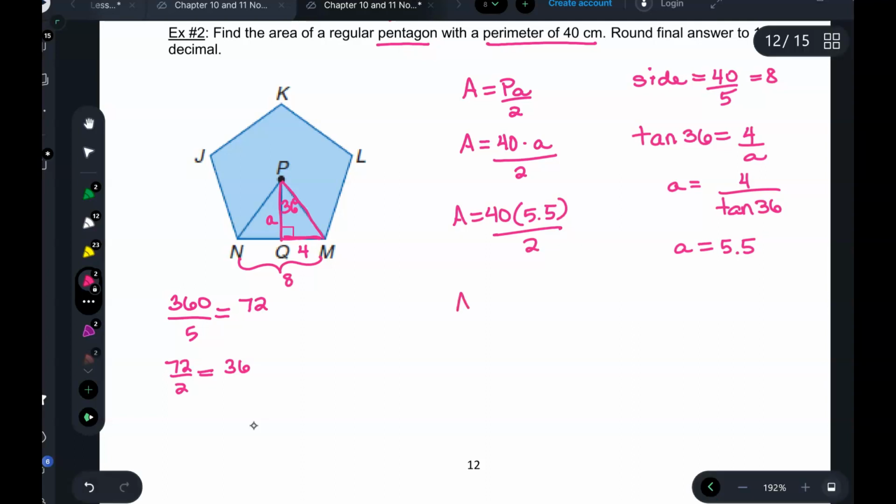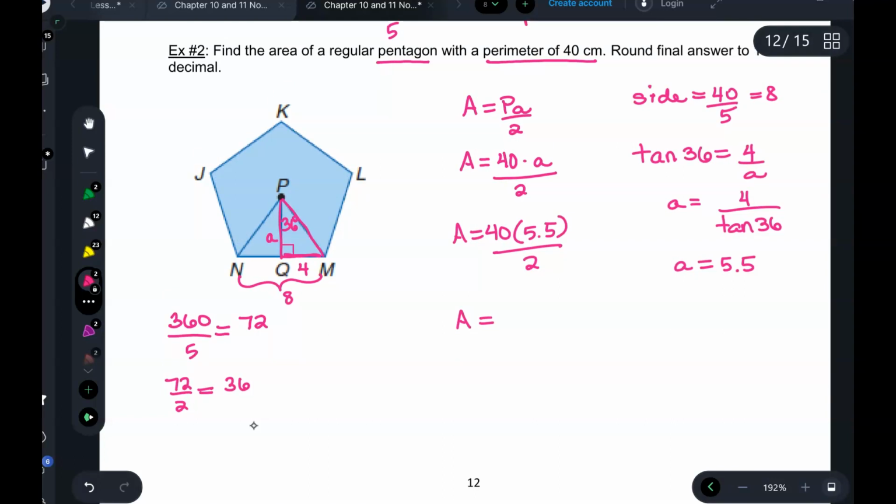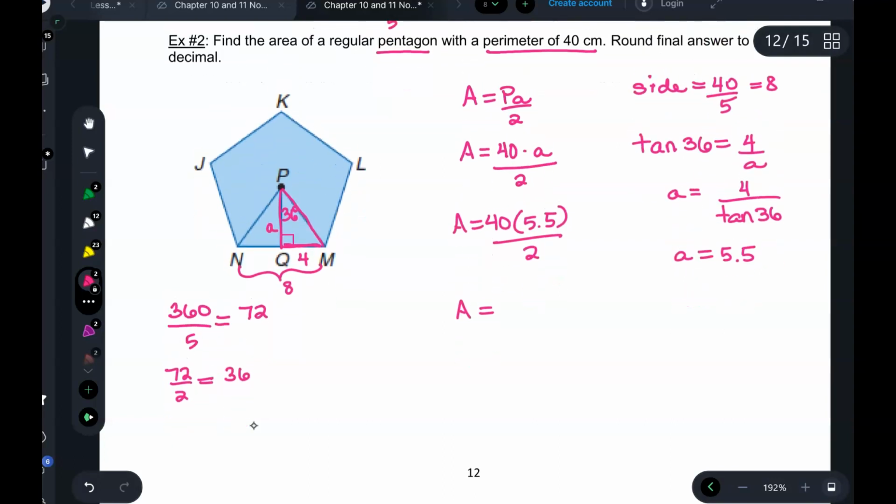Wait, I'm confused how you found the 5. So you do the number of sides divided by what each side is. I did that up in the top right. The side, you take the perimeter divided by how many sides you have. Because if the perimeter is 40 and all 5 sides are the same, each side has to be 8. Okay, anybody get it yet?